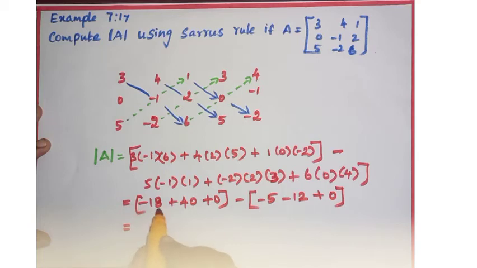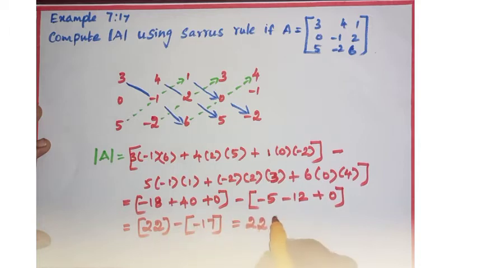Minus 18 plus 40 is 22, plus 22. Minus of minus 5 minus 12, which is minus 17. 22 minus and minus is plus 17. 22 plus 17 is 39.